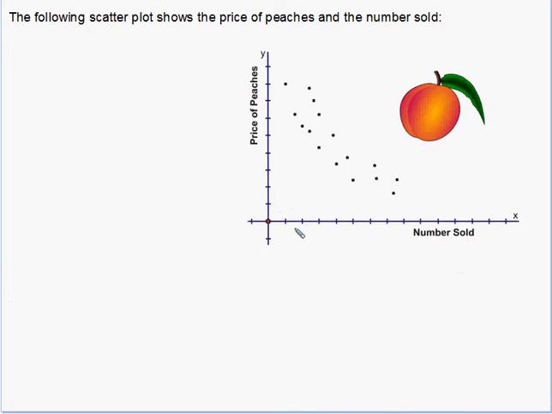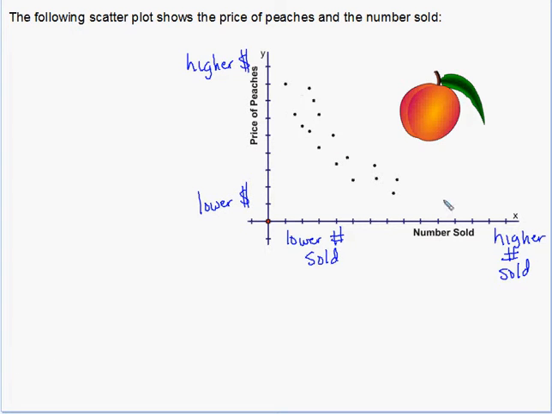Okay. So here is an example of a scatter plot. As you can see, it doesn't make a straight line. This is prices of peaches versus the number of peaches sold. Over here we have a higher number sold. Over here we have the lower number sold. Up here we have the higher price. And down here we have the lower price.